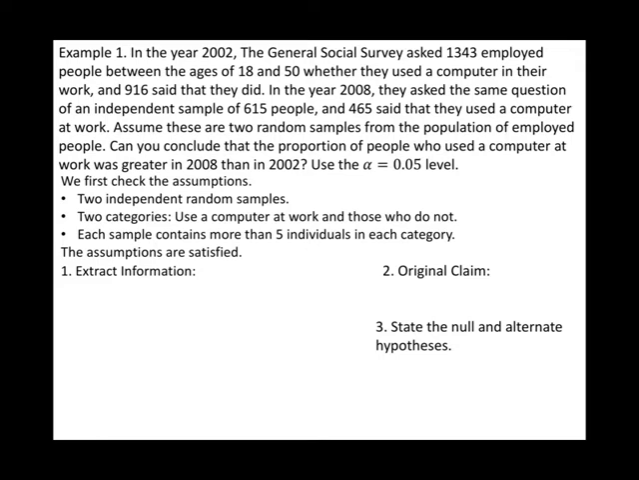Number 1, extract the information. Remember it was the first step for chapter 9? We need to write down which one is going to be your population proportion 1 and which one will be your population proportion 2. So I just let P1 be my population proportion in 2002. P2 will be the population proportion in 2008.